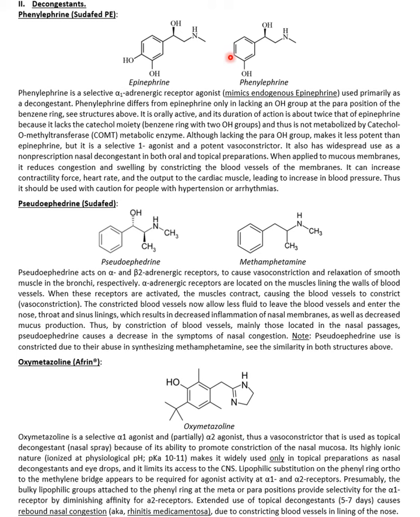What advantage do we have by removing the OH group that is para position from the epinephrine and produce the phenylephrine? The advantage of removing the OH group is by removing the OH, it's no longer a catechol group. There is an enzyme called catechol O-methyltransferase, a metabolic enzyme that is responsible for the degradation and the inactivation of this molecule. And it only works on molecules that contain the catechol group.